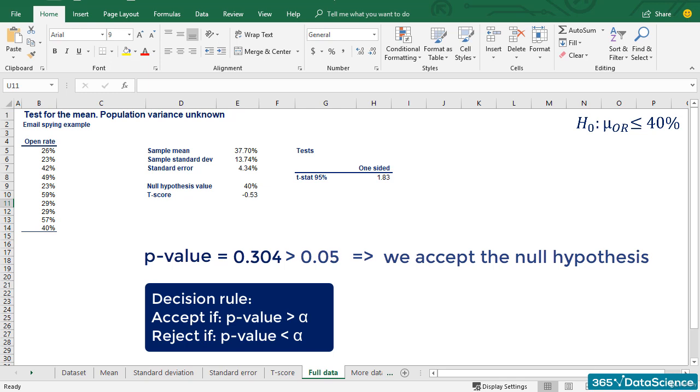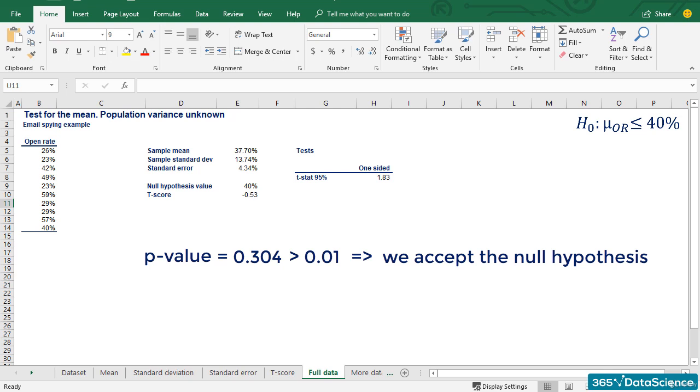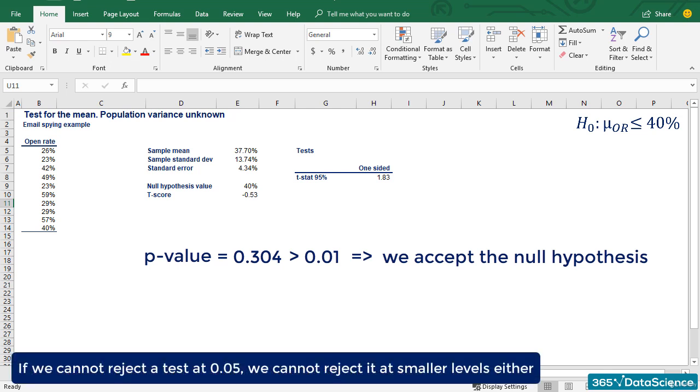Let's do a quick check. If the significance level was 0.01, the p-value would still be higher and we wouldn't reject the null hypothesis. This is an important observation that we haven't noted before. If we cannot reject a test at 0.05 significance, we cannot reject it at smaller levels either.